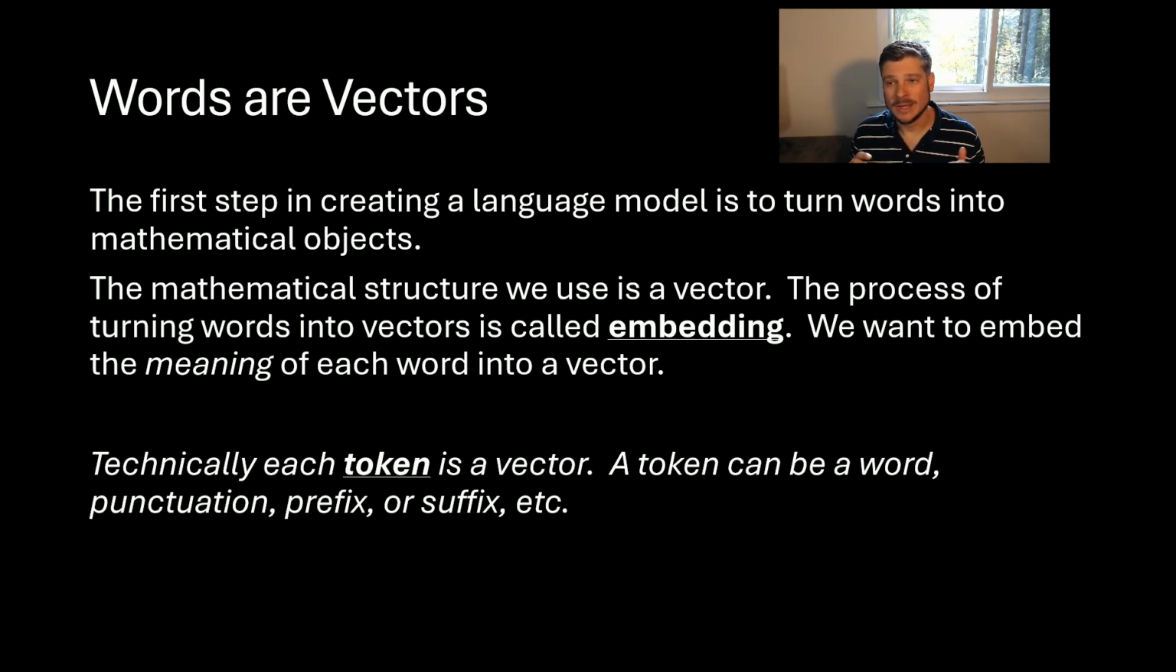Now, we're going to say that every word is a vector, but really it's every token is a vector, and a token could be a word or a punctuation, a prefix, a suffix. It's a little bit more complicated, but we can just think about it in terms of a word, and I think we'll be just fine.